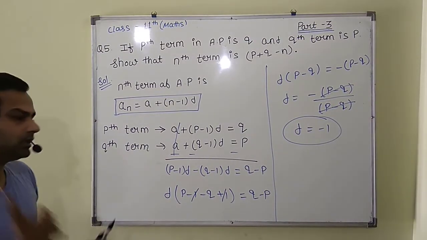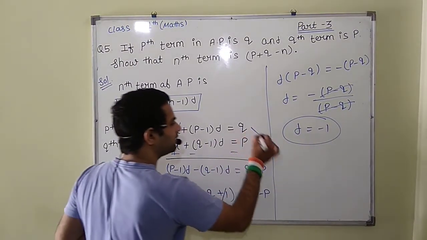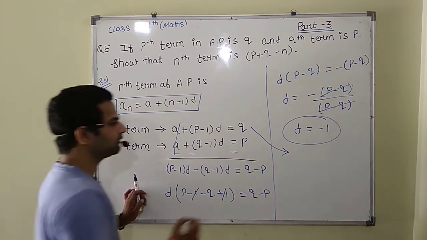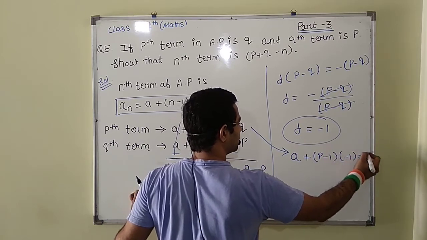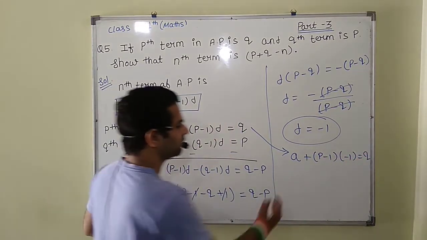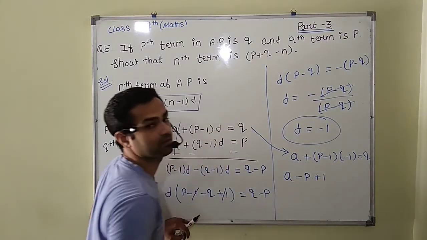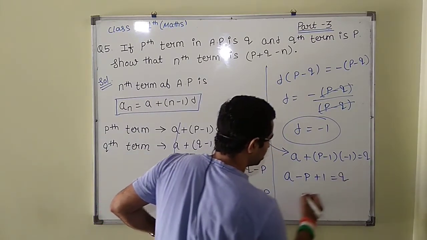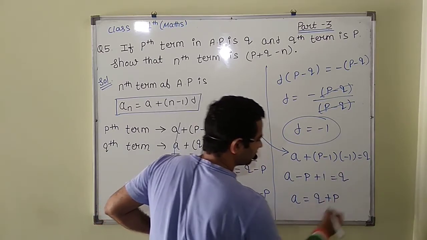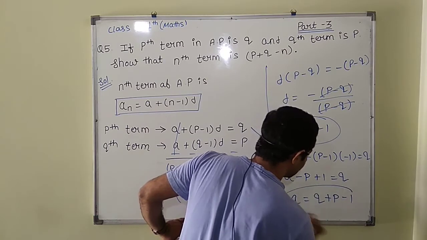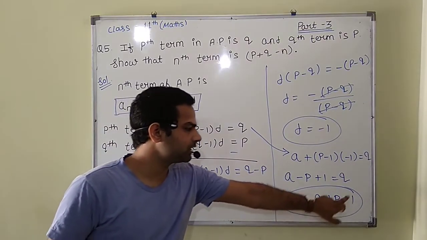Now put the value of d in any one of the equations to get the value of a. So let us put the value of d in this equation. We will get a plus (p minus 1) into minus 1 is equal to q. Simple. Now multiply this minus sign inside, so this will become minus p, minus minus plus 1, is equal to q. Now the value of a is equal to q. This minus sign goes to the other side and becomes plus, and this one goes to this side and becomes minus 1. So here we get the value of a, which is equal to q plus p minus 1.